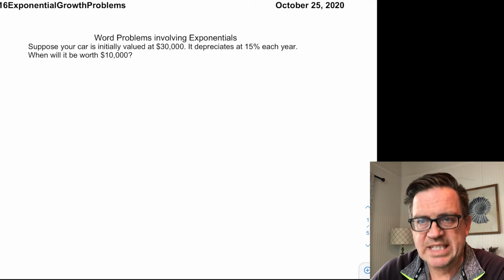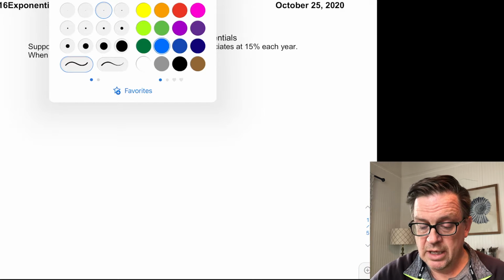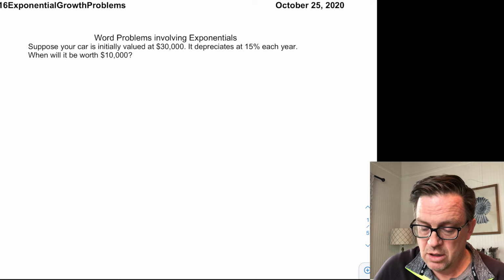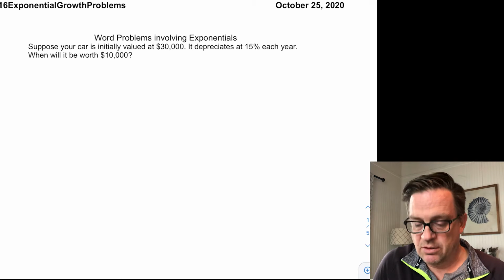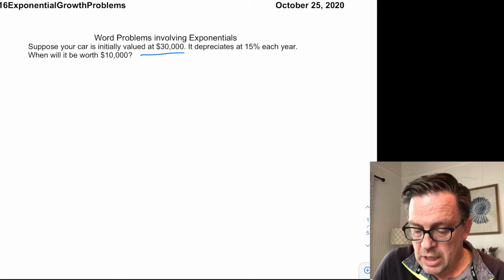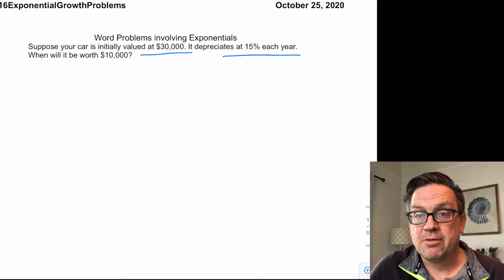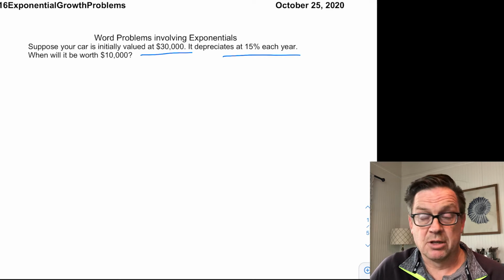I wanted to do a few examples of exponential equations, exponential growth formulas, and how we can solve them using logarithms like we've talked about in class. So here's a question about depreciation for a car. Suppose you had a car originally valued at $30,000 and it depreciated by 15% each year, which means each year the value of the car goes down by 15%.